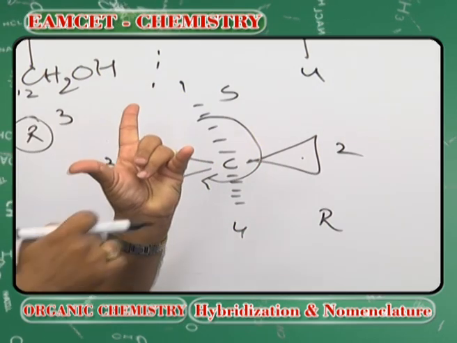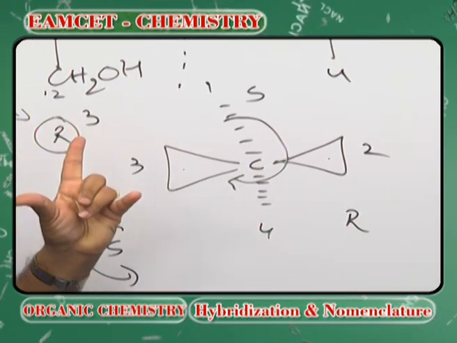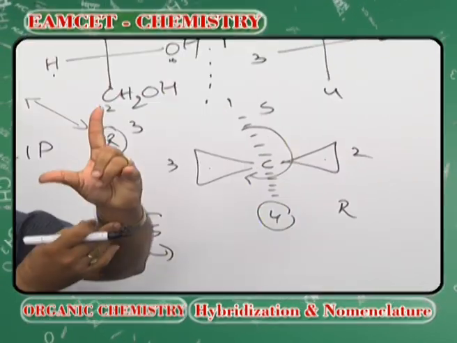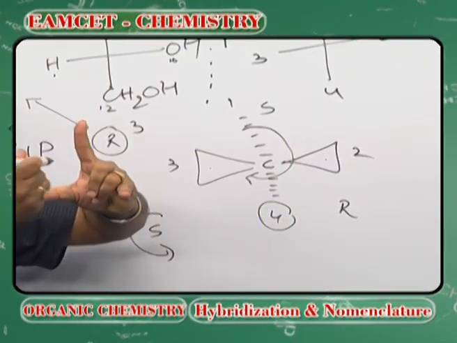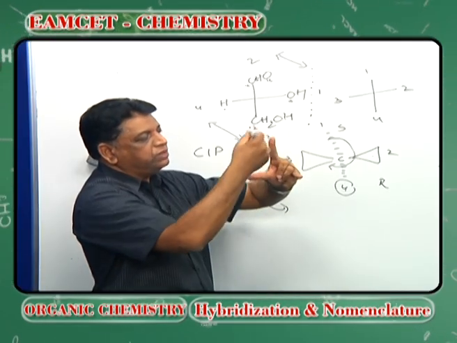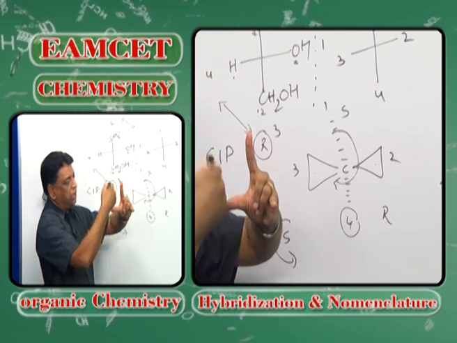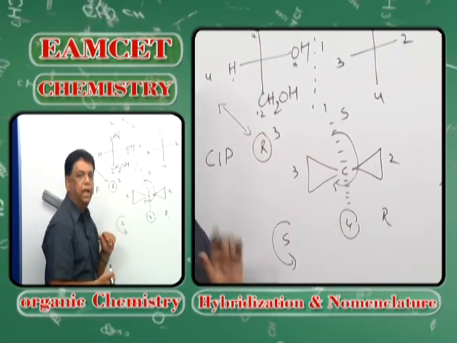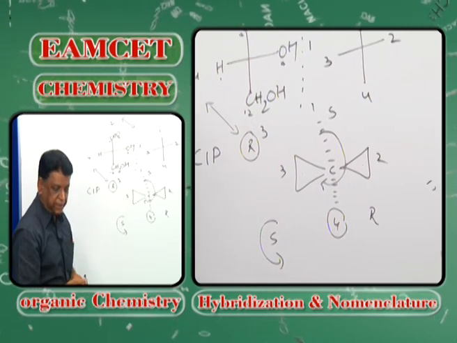Now, we have given the rules and we brought the 4th group, that is the least preference group, down, and you are bending the molecule, you are reading from the rear side of the 4th group, making 1, 2, 3 into a circle. If the circle goes clockwise, it is called R. If the circle goes anti-clockwise, it is called S. This is called RS nomenclature.